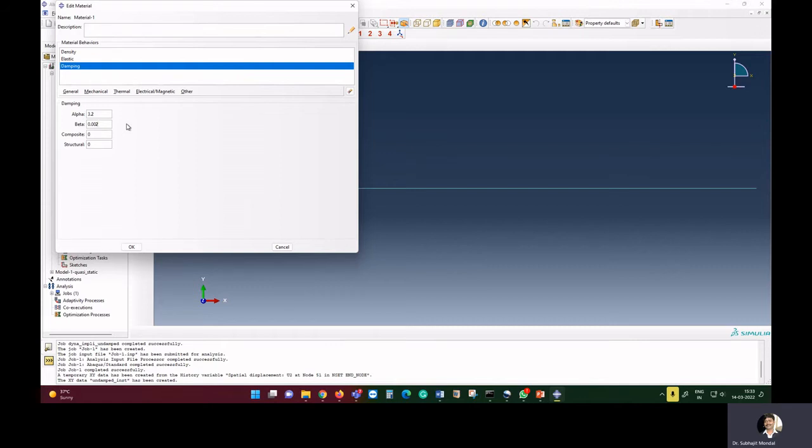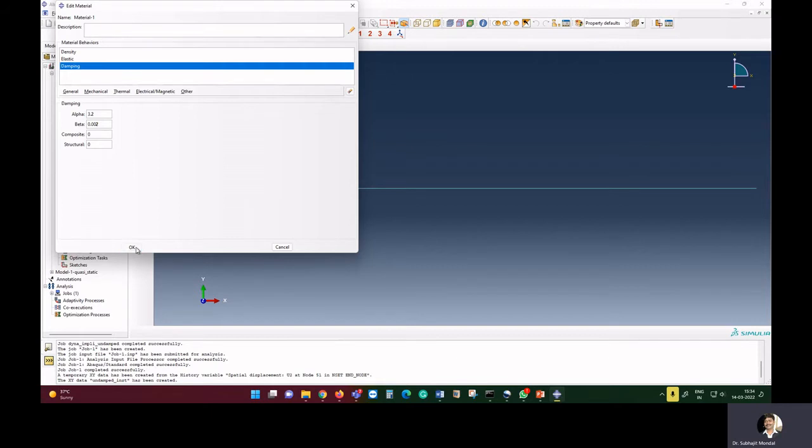ABAQUS already calculated the mass matrix and the stiffness matrix. So if you introduce alpha and beta, ABAQUS can calculate the damping matrix also. In the next video, I'll explain how we can calculate alpha and beta and what their significance is. For the time being, just assume some value of alpha and beta so that we can get a damped response, and we'll see how the damping is affecting our transient response and our total response.